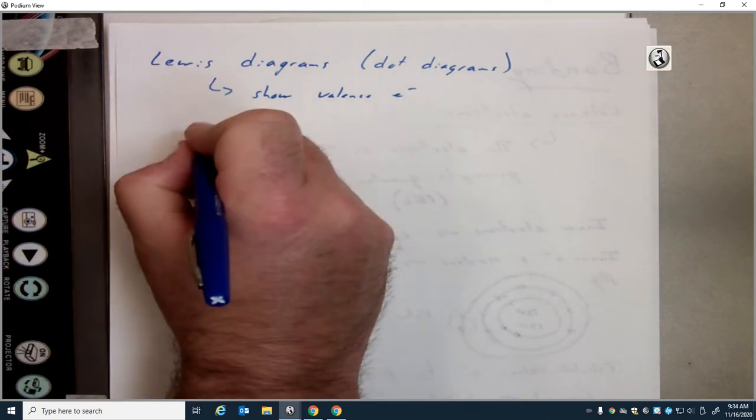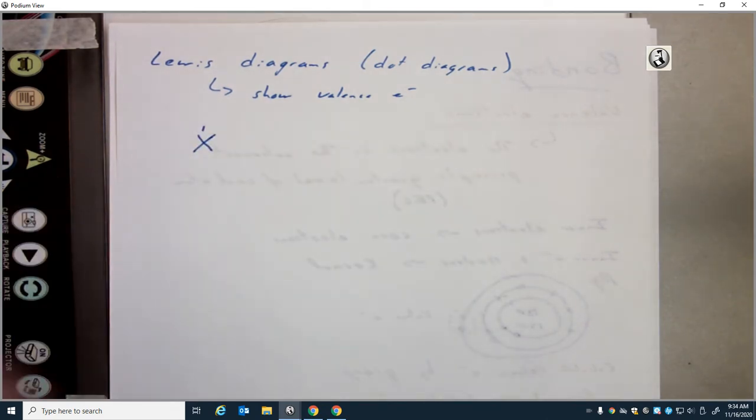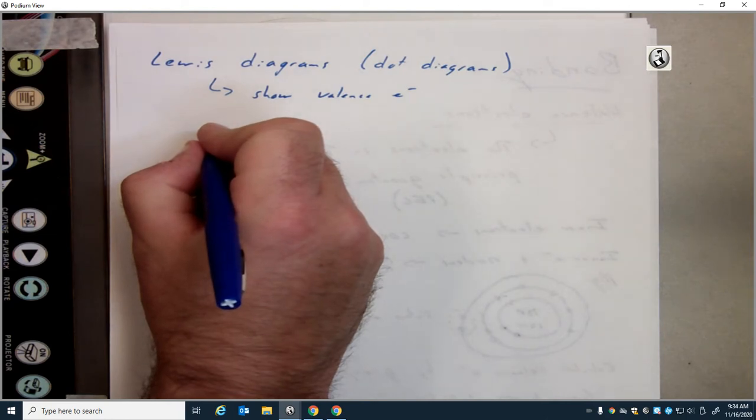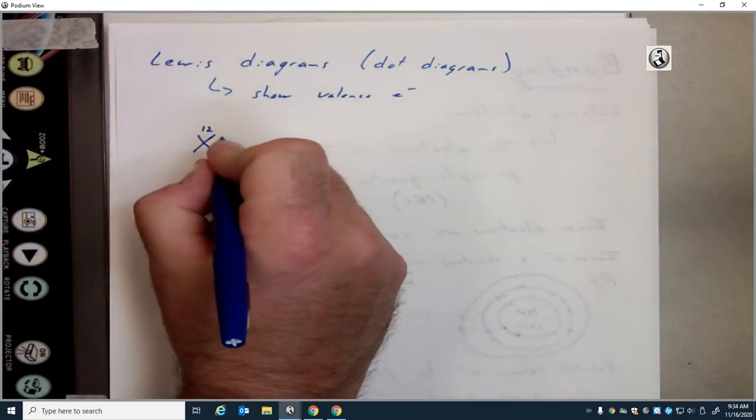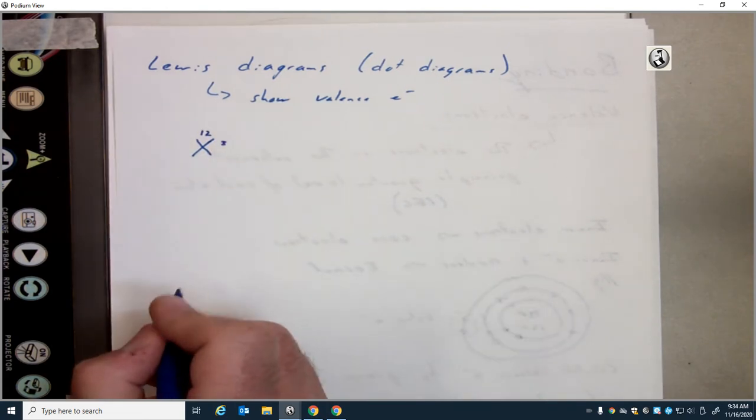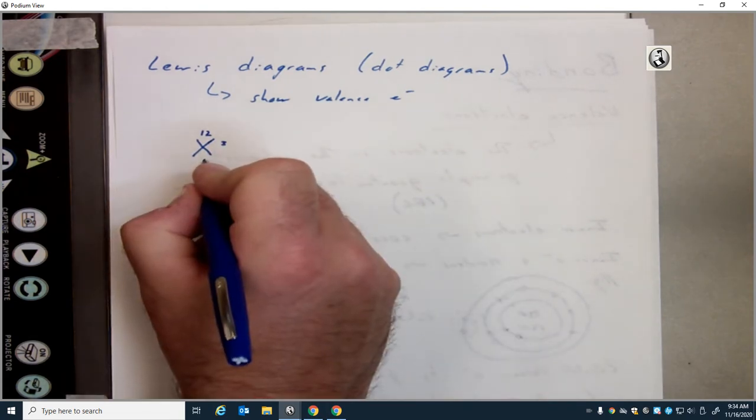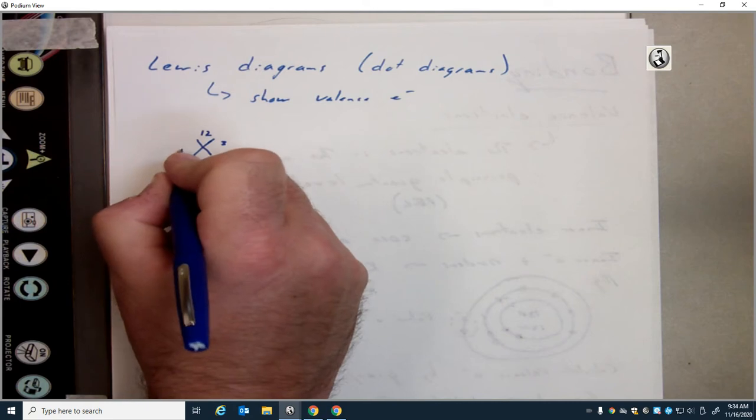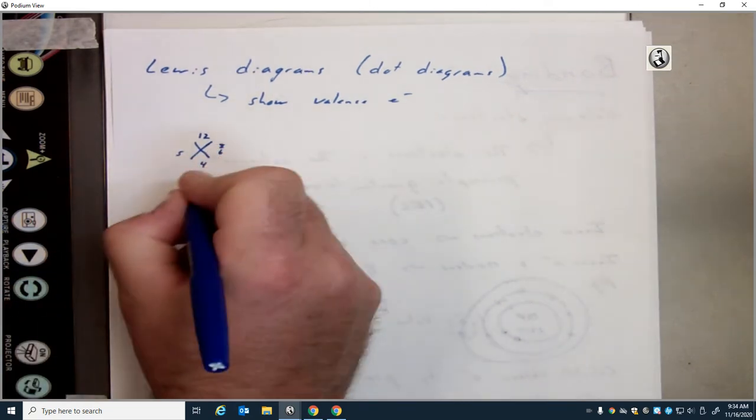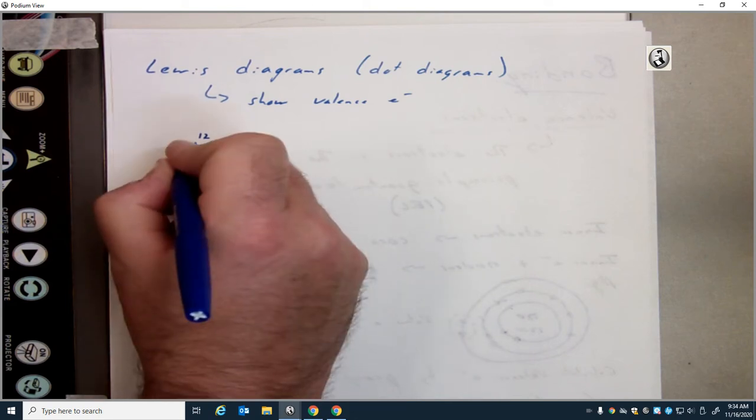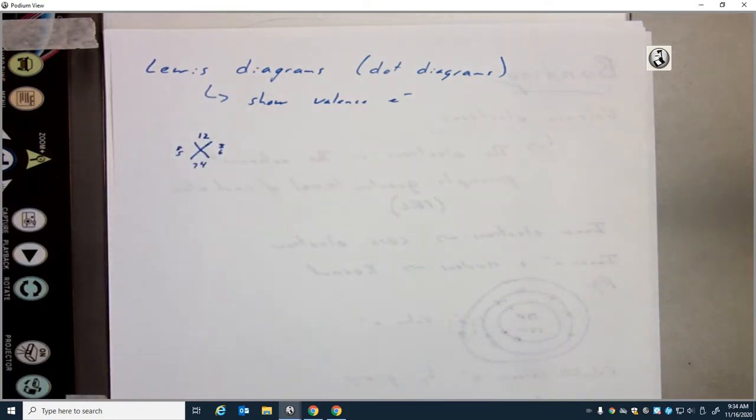If there's one valence electron, it goes there. If there are two, the second one goes there. If there are three, third one goes there. The fourth one is going to come down here. The fifth one is going to go here. And then they eventually start to pair: 6, 7, and 8.